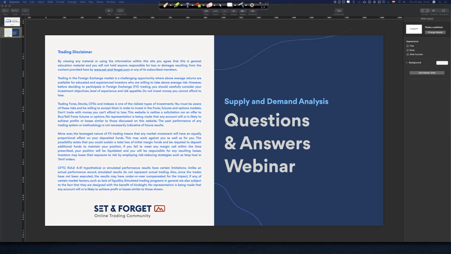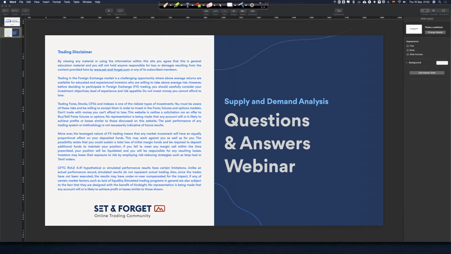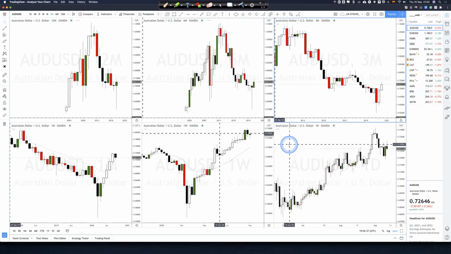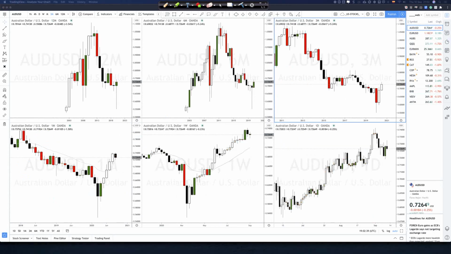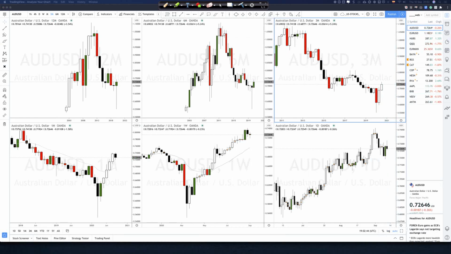I've got some questions prepared over here. I'm going to start with the original levels, trend lines, the scoring levels, and all that, and then we are going to go over some assets. Let me bring this chart. I'm going to start with the Aussie dollar and with the original levels. Somebody asked about the original levels, so I'm going to talk about them.